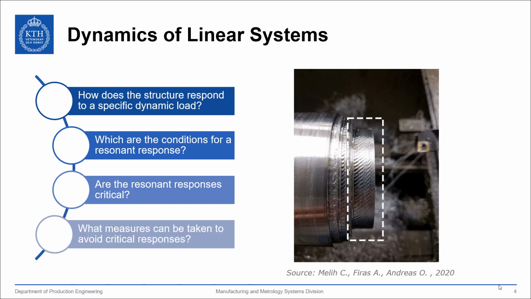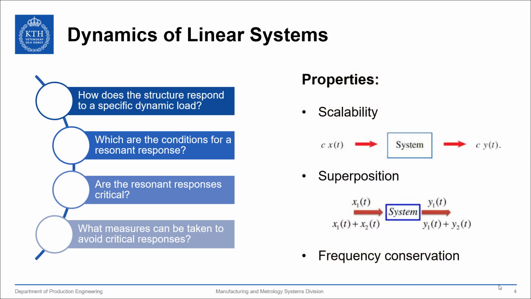What measures can be taken to avoid critical responses? Can we increase the damping or the stiffness somehow? Or is it necessary to change the cutting parameters, change the rotational speed or linear feed to avoid exciting resonant frequencies? To facilitate this analysis, we assume that all the systems that we are studying are linear systems, so a linear relationship between the excitation amplitude and the response amplitude is expected.